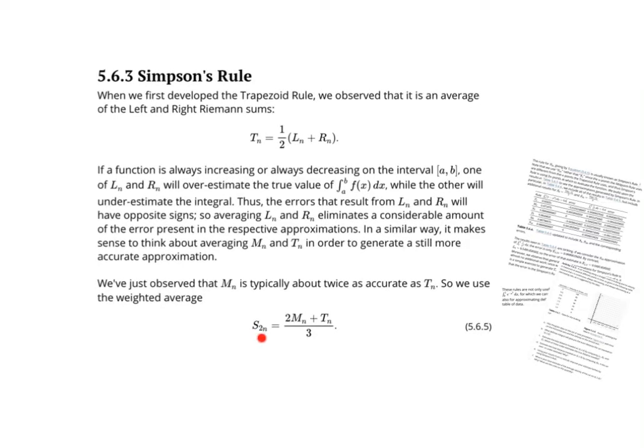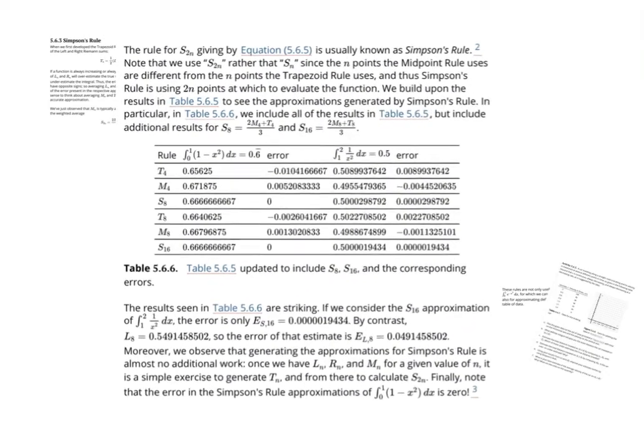and I'll explain in a moment why it says S sub 2n instead of just S sub n. I will get to that question.